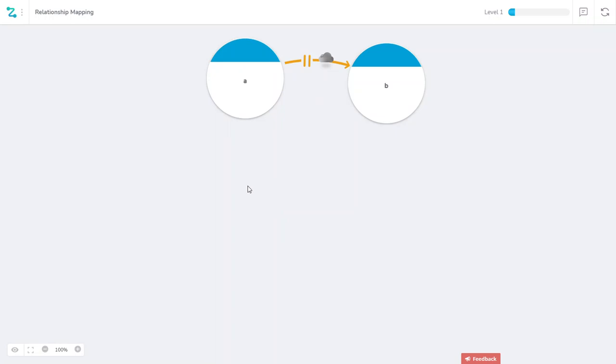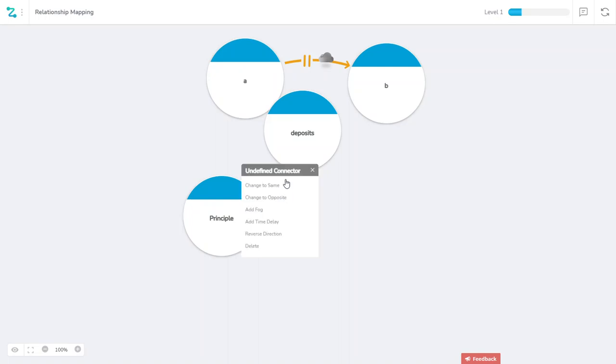So let's build a savings account. We'll start with some principal. A savings account doesn't work unless you put money in it, so we probably need some deposits. And we think about the relationship between the two, and as deposits increase, the principal increases. Why is it doing that? Same.